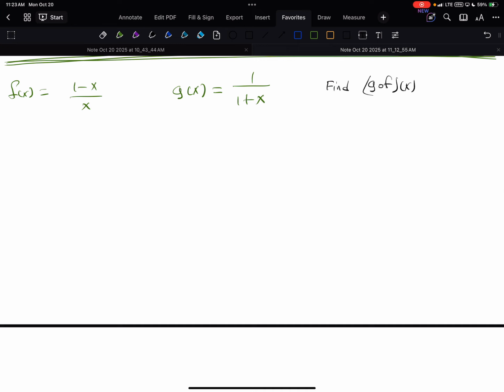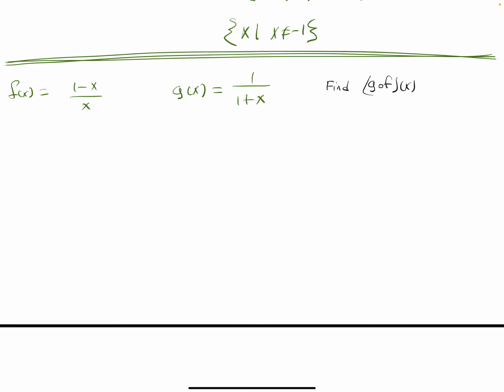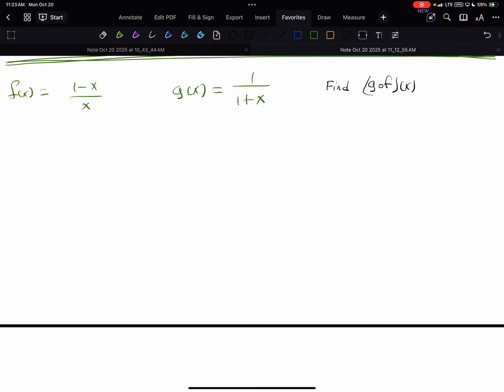I want to find G circle F. Well, it's literally the opposite order as last time. I'm trying to be very careful with my words here. And so if I read this thing from left to right, that is G of F of X, right? That's my translation of G circle F.